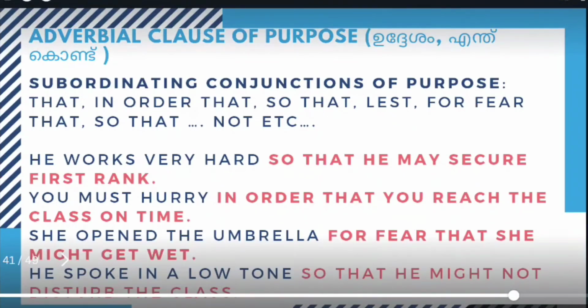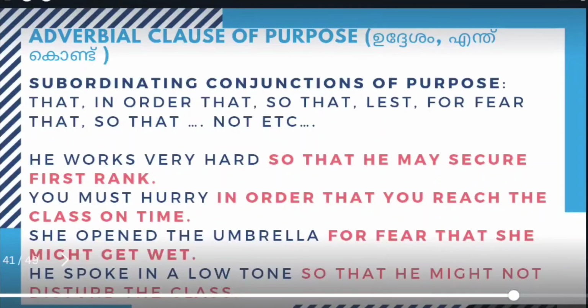Next we have an adverbial clause of purpose. It's actually a bit confusing to understand the difference between reason and purpose. But purpose എന്ന് പറയുന്നത് എന്തുകൊണ്ട് അല്ലെങ്കിൽ മെയിൻ ആക്ഷൻ്റെ ഉദ്ദേശമാണ് ഇവിടെ നമുക്ക് കാണാൻ സാധിക്കുന്നത്. And the subordinating conjunctions of purpose are that, in order that, so that, lest, for fear that, so that not, etc. So these are the conjunctions which we can make use of to write the adverbial clause of purpose.